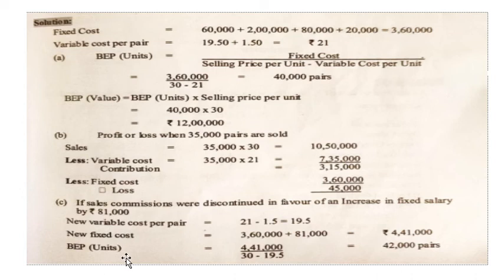Now the break-even point units can be calculated. The formula is fixed cost divided by selling price per unit minus variable cost per unit. So with the increased fixed cost, we get 4,41,000 divided by the selling price, which is 30, minus the changed variable cost, which is 19.5, and you will get 42,000 pairs as the break-even point.